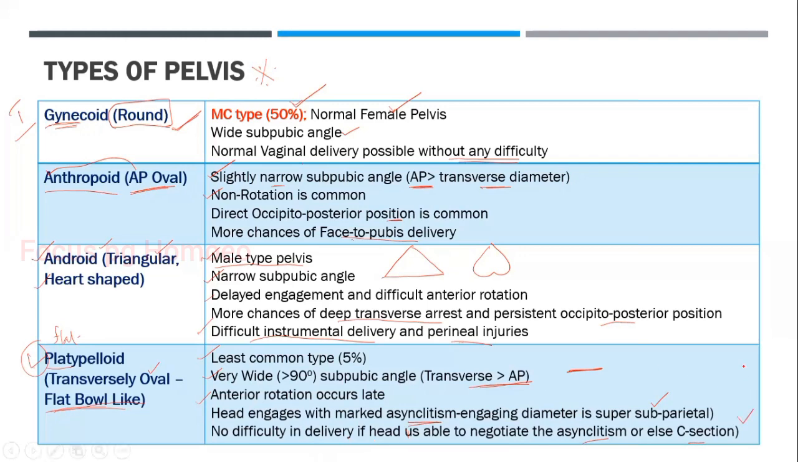So these are the types of pelvis. Just remember the four types: gynecoid, anthropoid, android, and platypeloid. You have to remember all the other names, and that the most common is gynecoid and the least common is platypeloid.